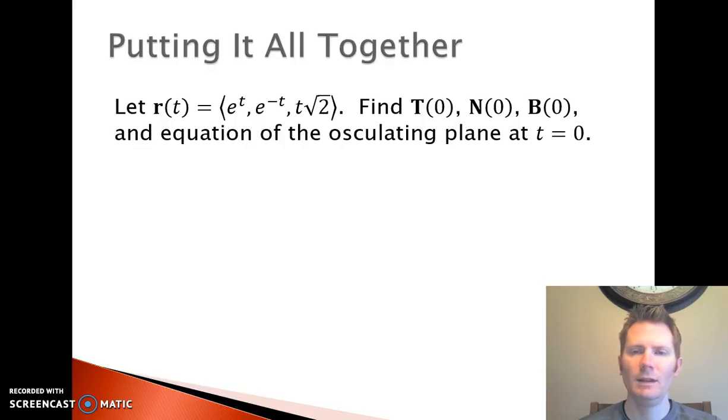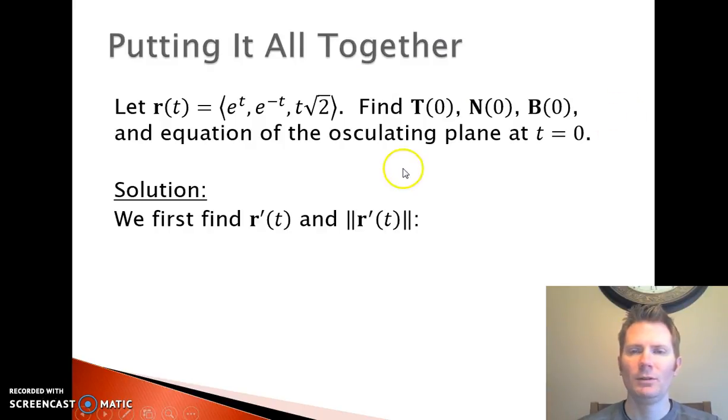So we've got to find the unit tangent vector, the unit normal vector, the binormal vector, and the equation of the osculating plane. So we go through these processes one after the other in that order. We need to find T sub 0 first, then N of 0, then B of 0. So T of 0 requires us to find r prime of t and the magnitude of r prime of t.